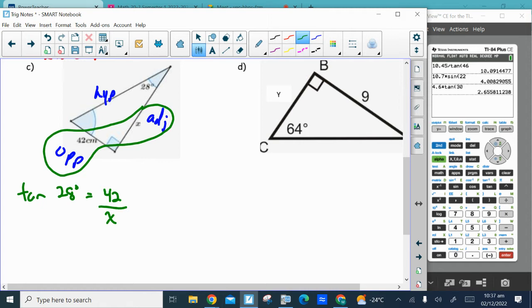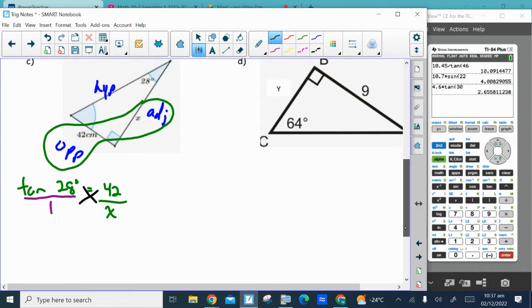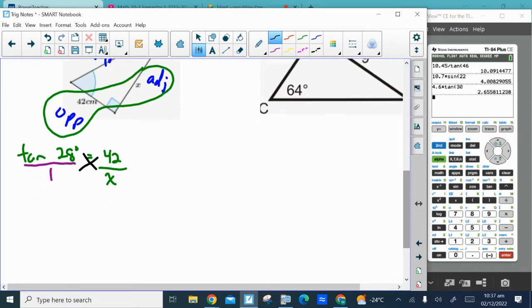So in this case, we have our variable x on the bottom, which means after we cross multiply, we're going to have to do one extra step. But first, we got to make the left side a fraction so we can cross multiply. And I always just start with the pair, the pieces that have the variable in it. It's x times tan of 28 equaling 1 times 42, which is 42 centimeters.